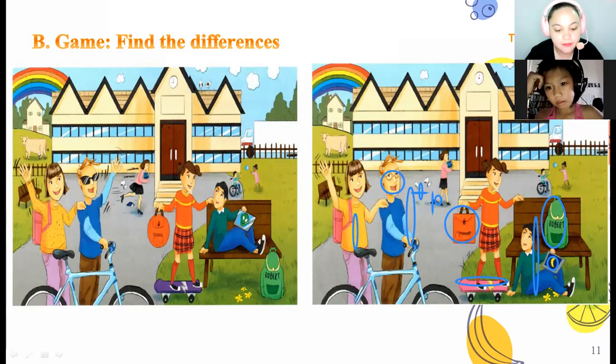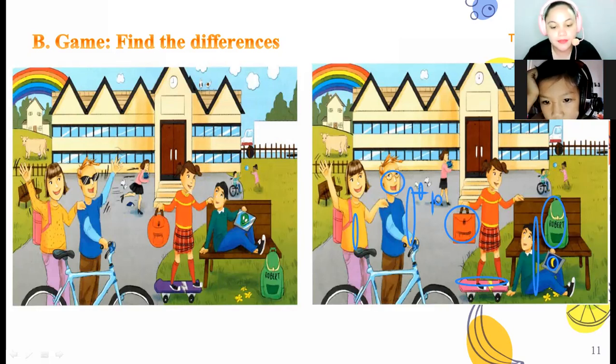The girl in picture one had a circle backpack. Okay. And in picture number two, the girl has a square backpack. It has a square backpack. What else? The skateboard in picture one is purple, and the skateboard in picture two is pink.